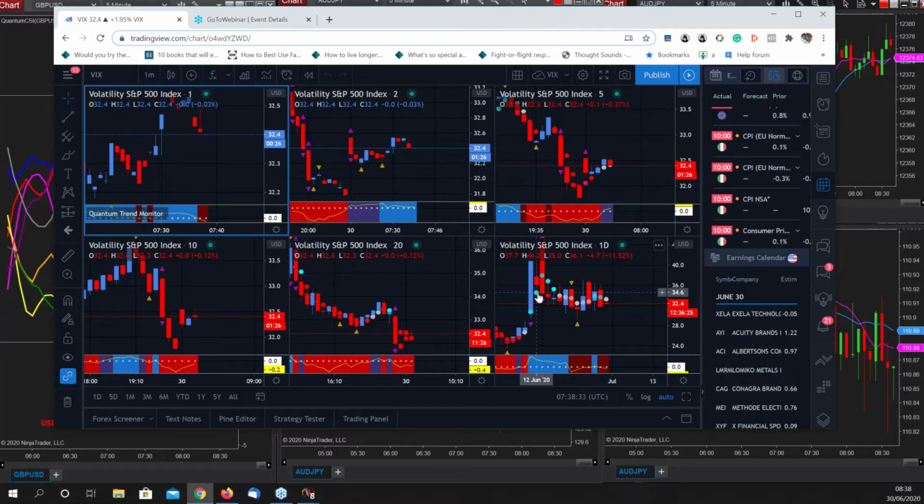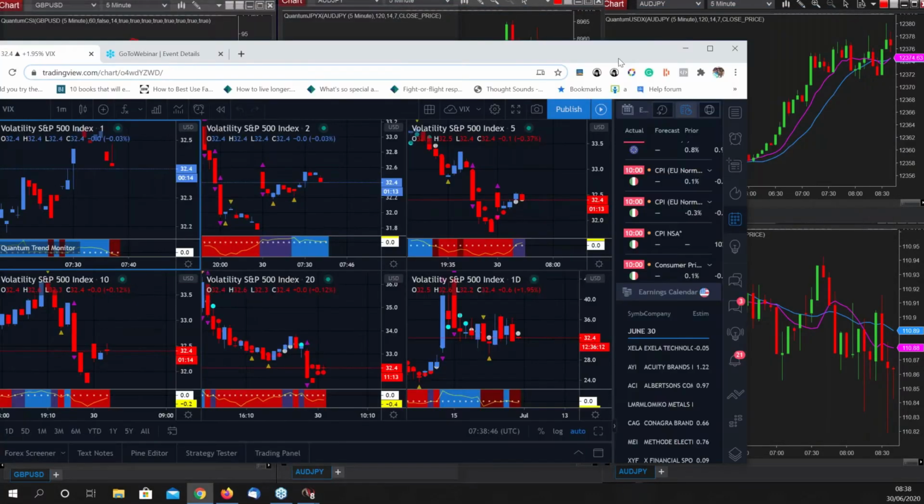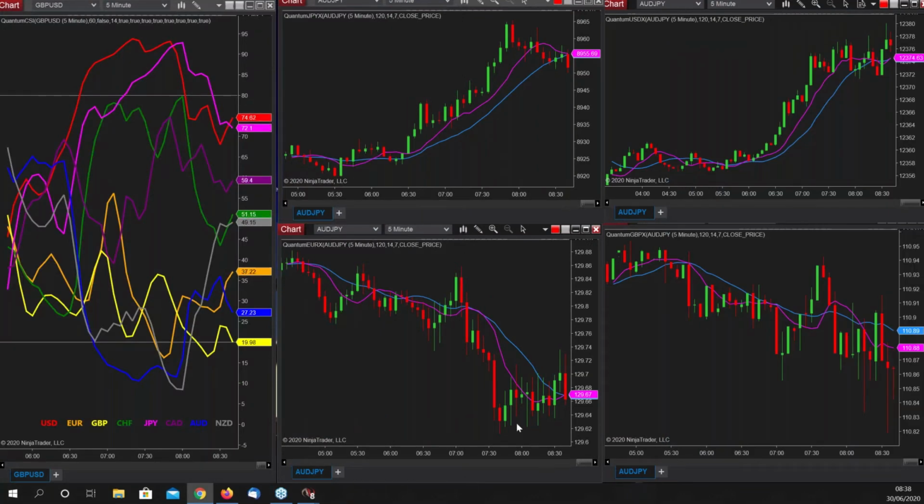But from an intraday perspective, we've had this little gapped up open. So we've had a reaction to risk sentiment, if you will, and now we're seeing it congest into that particular candle. So there's nothing particularly strong one way or the other.